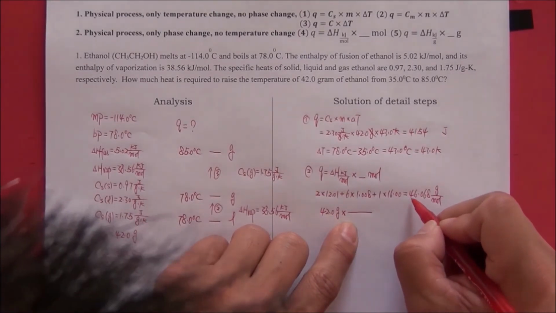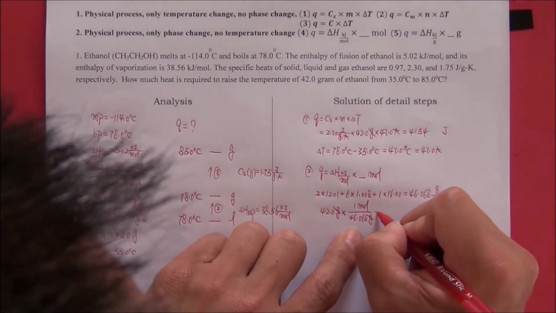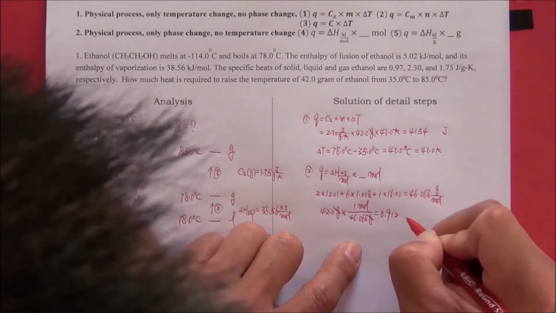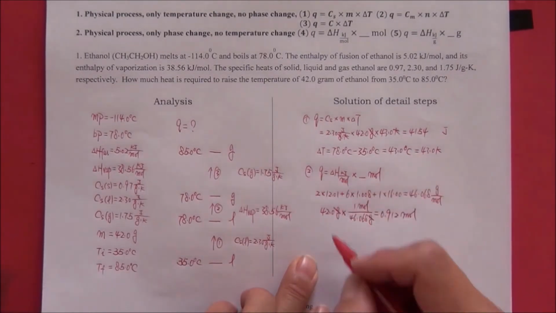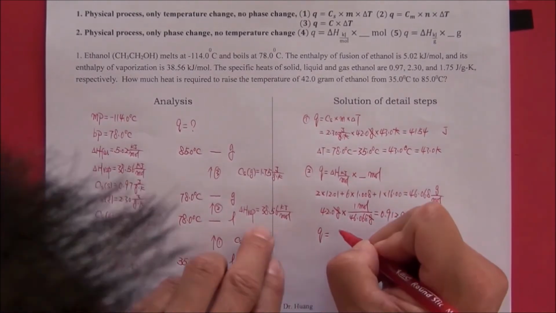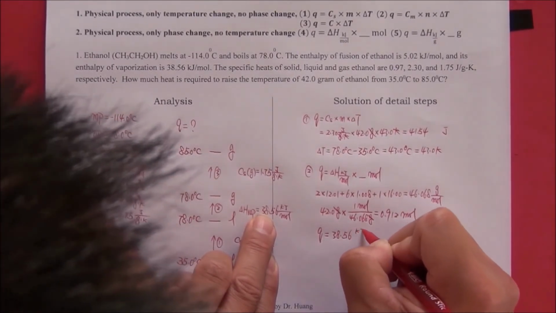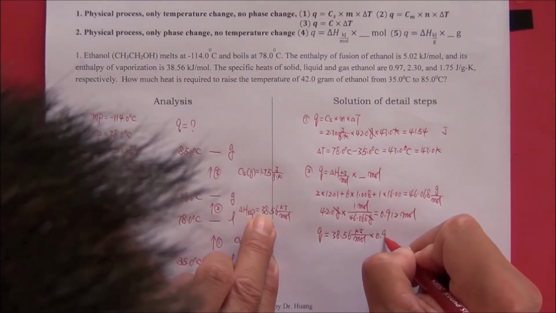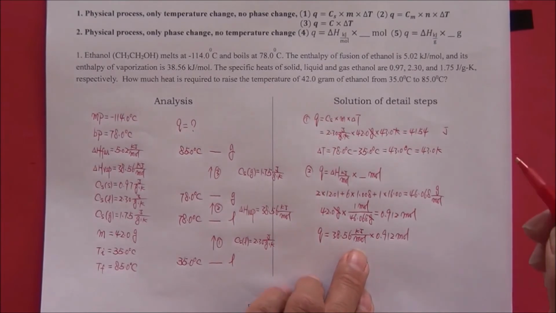Now we will convert the mass into moles. Gram on top, therefore we need to put gram at the bottom. Gram cancel. We will get moles, which is 0.912 moles. Then we need to use equation 4. Q equal to 38.56 kilojoule per mole, multiply 0.912 mole.